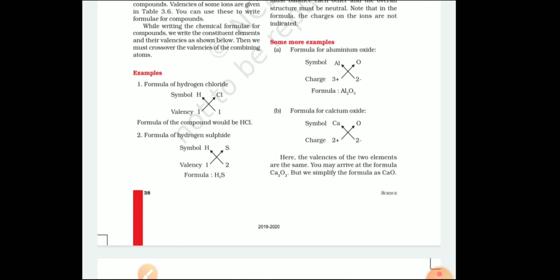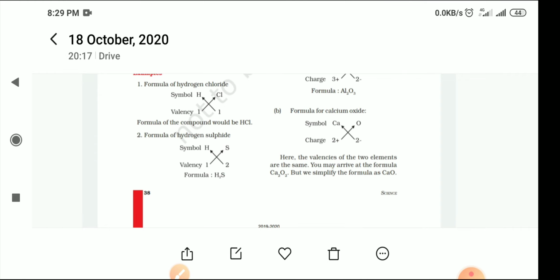In the next video, I will tell you more examples of how to write the chemical formula from your NCERT book. So today you have to practice writing chemical formulas, and you have to learn the names of these compounds.